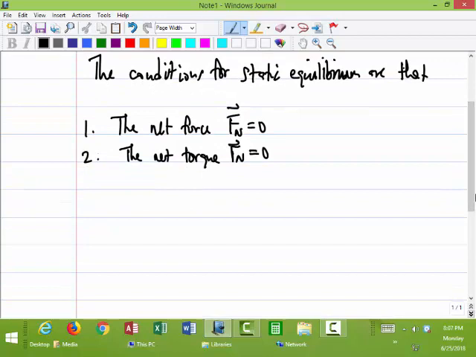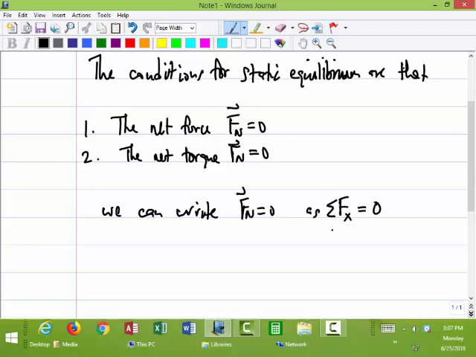Net force means the sum of all forces, and net torque also means the sum of all torques on the object. And so we can write the conditions as follows. We want the sum of all x components of the force to be 0, and the sum of all y components to be 0. And the net torque applies the same way, so the net torque should be 0.